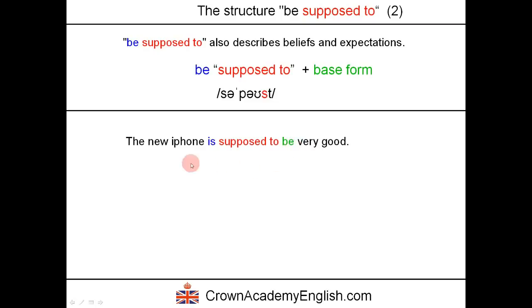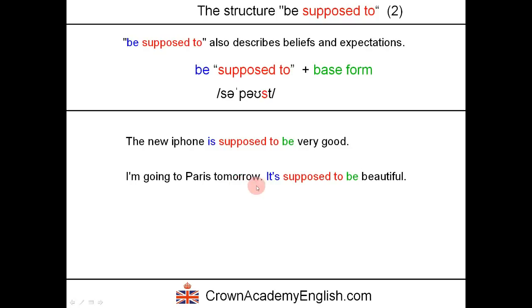So this means that we believe that the new iPhone is good. We expect it to be good. So perhaps we have heard it is good from someone else. Perhaps we have read in the newspaper that it is good. So we're not certain, but we believe it is good. We expect it to be good. But we don't know yet for sure because we do not have the phone yet. But it is supposed to be very good.